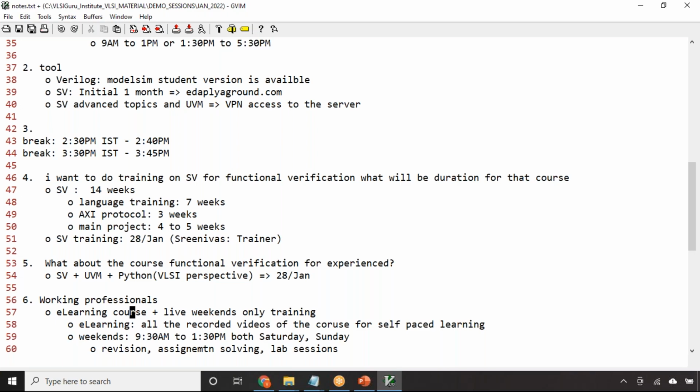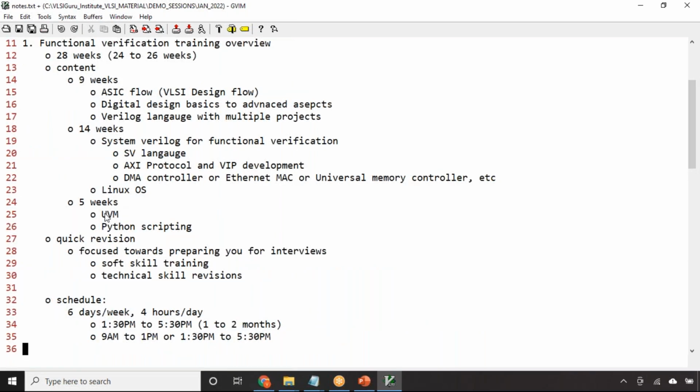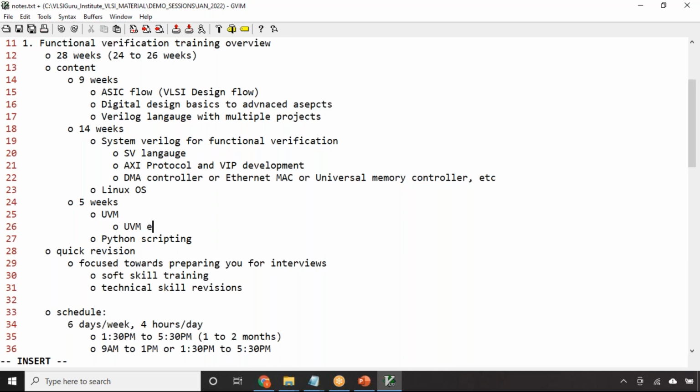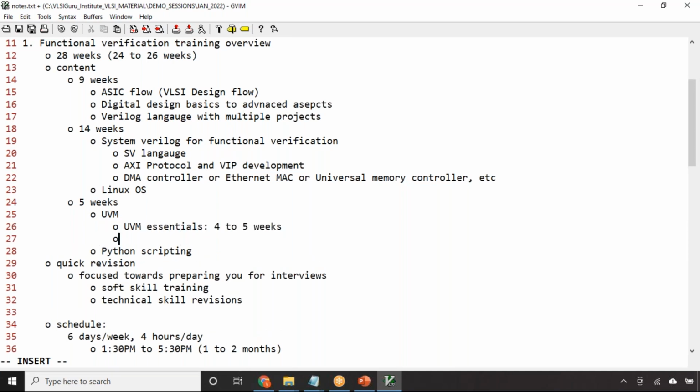Typically what we do is, see, for a fresher, UVM, whatever is required, we will teach. See, UVM itself is two types. UVM essentials, which goes for around 4 to 5 weeks. UVM advanced, which goes for 4 weeks. Totally, it will be around 9. So for a fresher, this much is sufficient actually. If we try to teach more, it becomes too much.